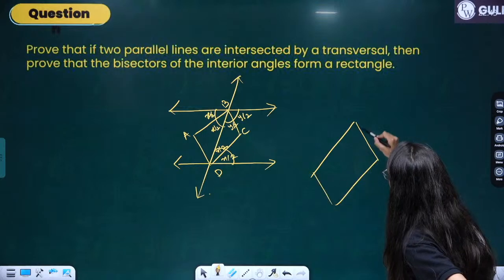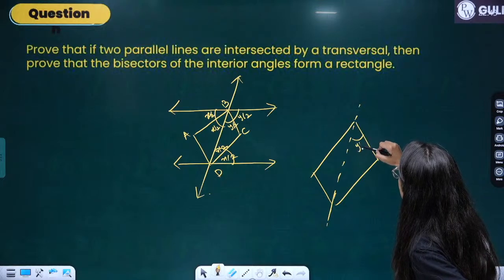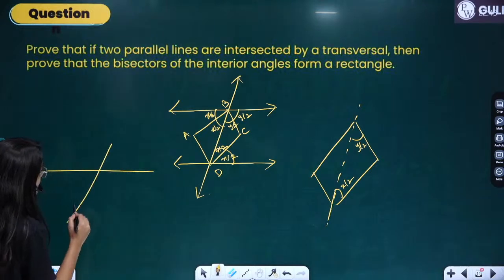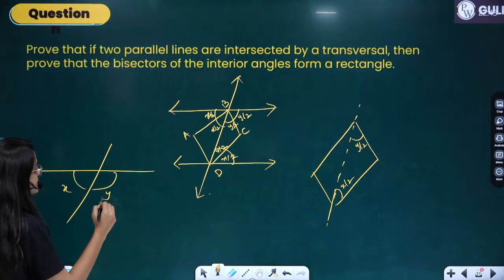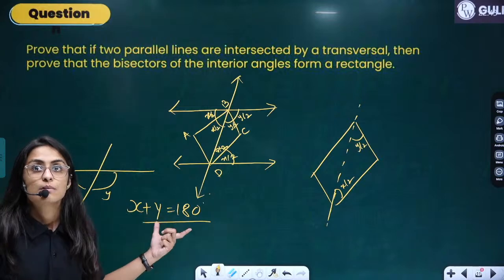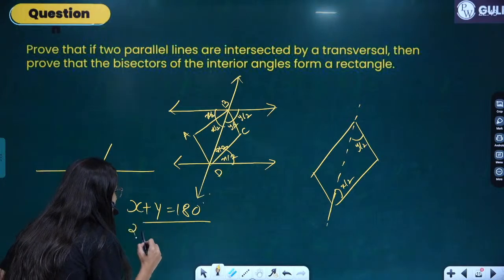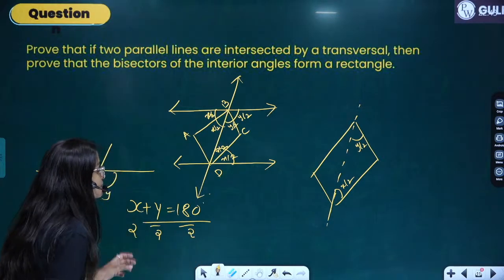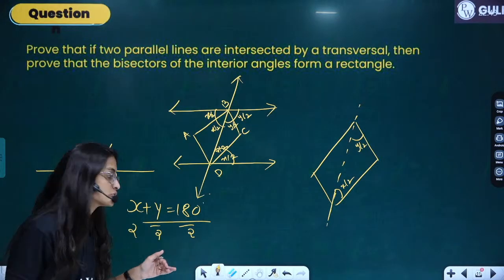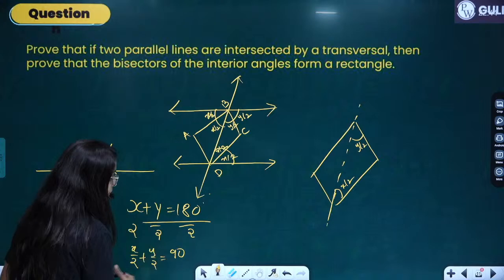Now look at the triangle over here. From here you have the transversal intersecting. This angle is y by 2, this angle is x by 2. But we know that x plus y is equal to 180, because they are on a straight line. So if I divide x by 2 and y by 2, 180 will also be divided by 2. So x by 2 plus y by 2 is equal to 90.